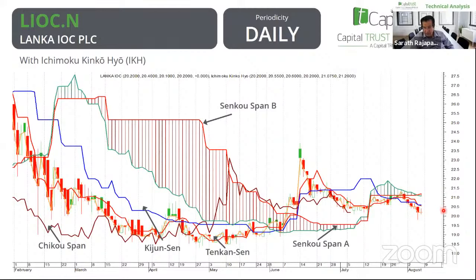The cloud has just become red for LIOC, Lanka IOC. They just became red and it's above the candlestick line. So it's a sell.